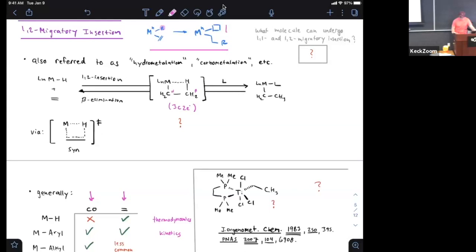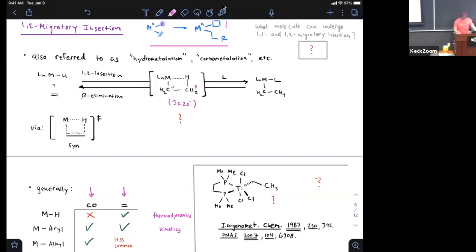When the migrating group R here is a hydride, this process can be referred to as hydrometallation. And when it's a carbogenic group, it can be referred to as carbometallation. And these terms you're probably familiar with. And so if you hear these used interchangeably, 1-2 migratory insertion, hydrometallation, they are indeed the same process. Or more precisely, hydrometallation is a subclass of 1-2 migratory insertion. So let's walk ourselves through this process.